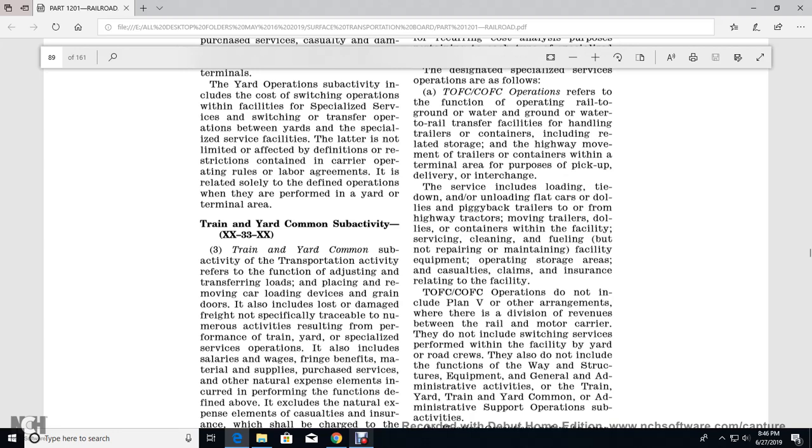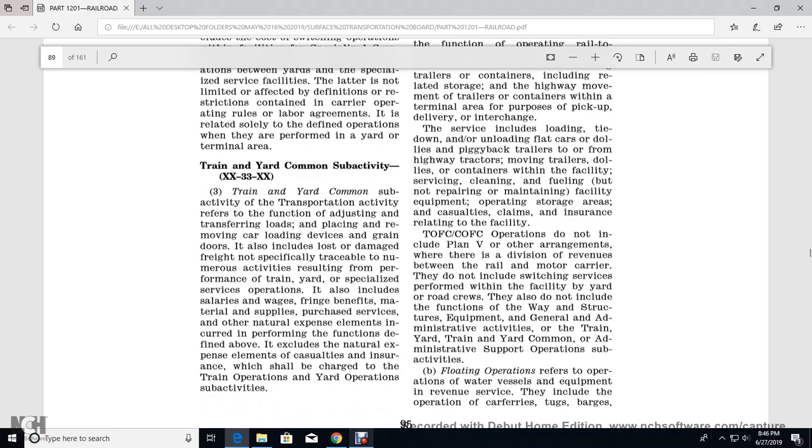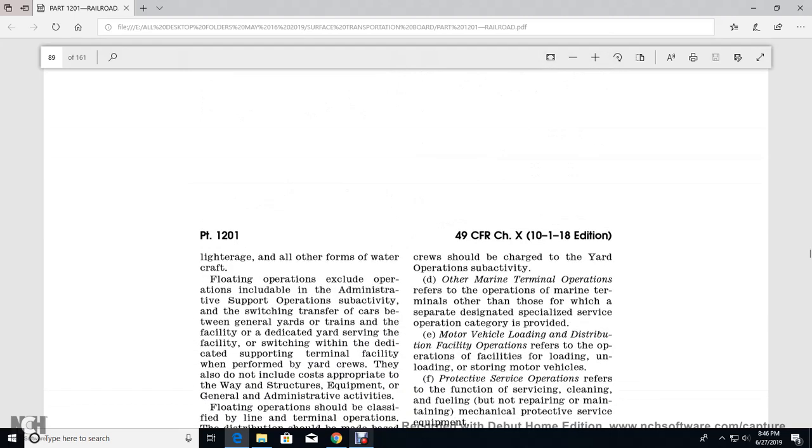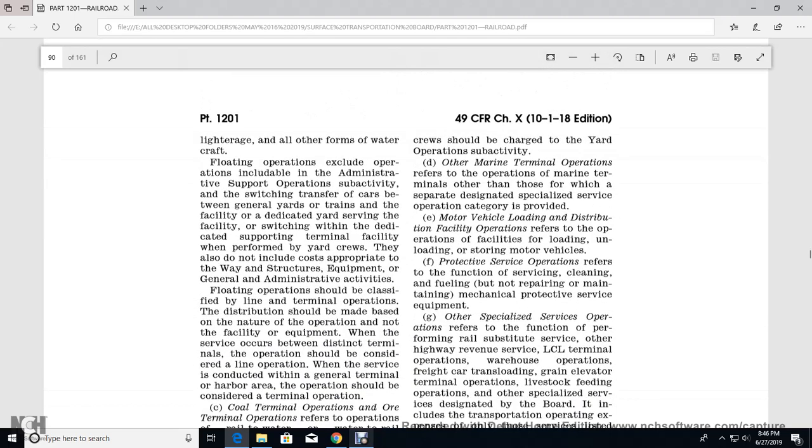The road code does not include the functional way of the structure equipment, like general administrative activity, train yard, and common for administrative support and sub-activity. Floating operation further includes operating the water vessels and equipment of the revenue services, including car floats, ferries, and other forms of watercraft. Further floating operations include the operator and administrative support operations, trains and the yard of the facility, dedicated yard servicing facility, and switching within the dedicated support of the terminal facility, performed by the yard crews, which is not appropriate for the way of the structure of equipment of the general administrative activities.